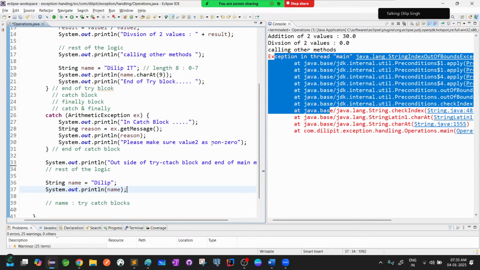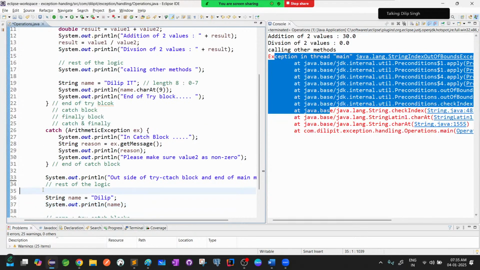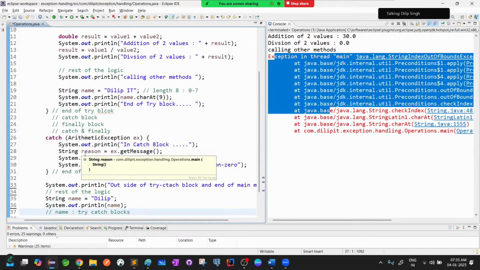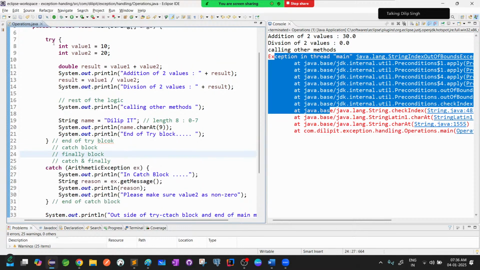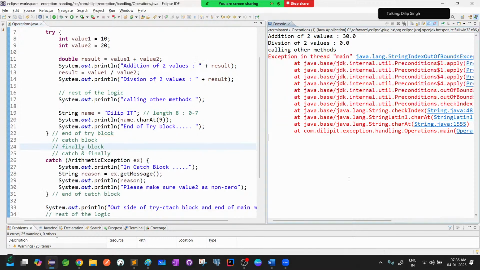But if you observe here, it did not happen this time. Why? You wrote the catch block, but why was it not handled? So understand the reason now. So what is the reason? Just try to understand.